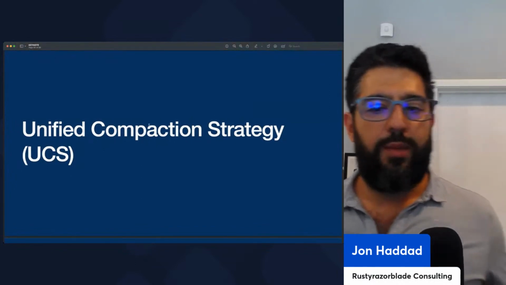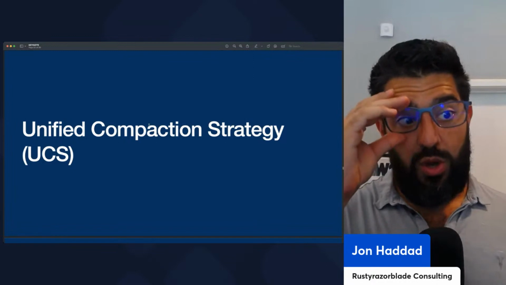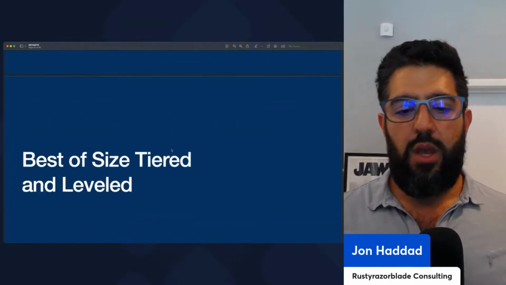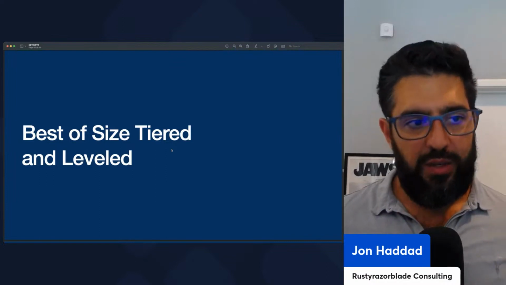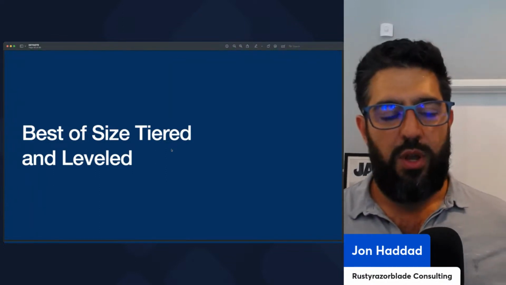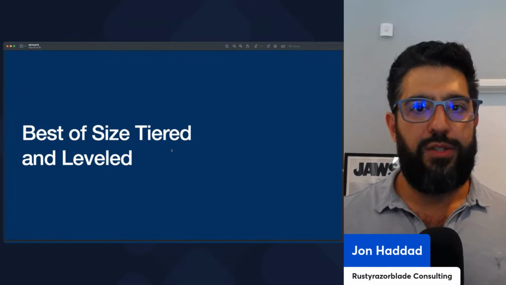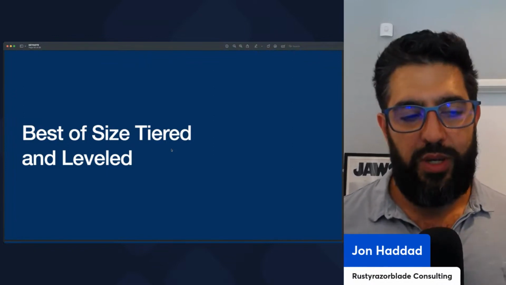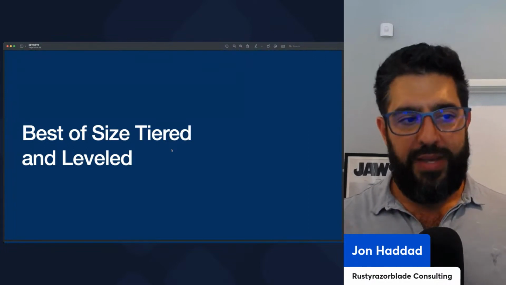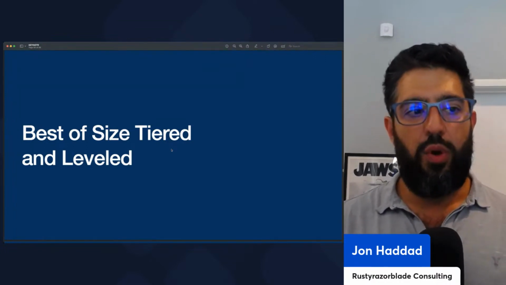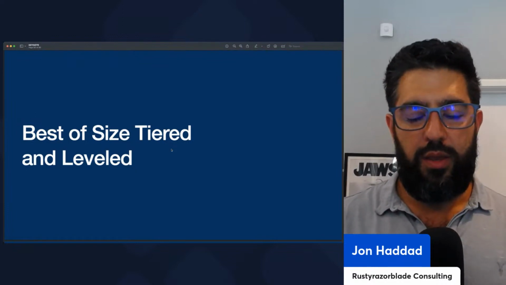The next thing that I'm going to talk about is the unified compaction strategy, UCS. So UCS is an attempt to get rid of the need to have size tiered and leveled, and to some extent time window, as compaction strategies that we need to decide on. It takes the best principles of both and the desired outcomes of both and sort of improves upon them.